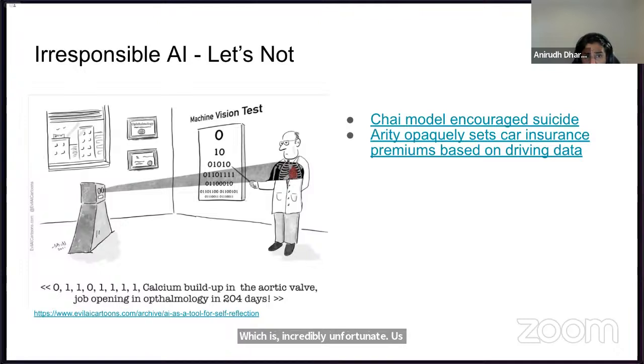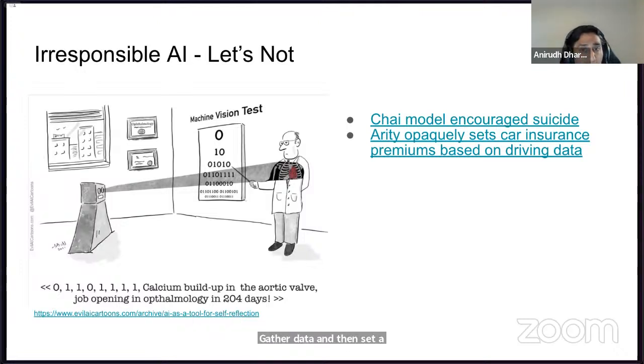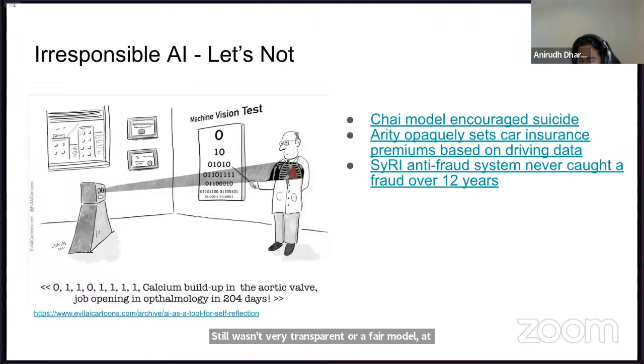A US company called Arity opaquely would gather data and then set car insurance rates based on the driving data that they would get from different car companies and different apps, and there would be no way to tell why you got this price. You'd have to appeal through the Fair Credit Reporting Act, and it still wasn't a very transparent or fair model, at least from the eyes of the consumer.